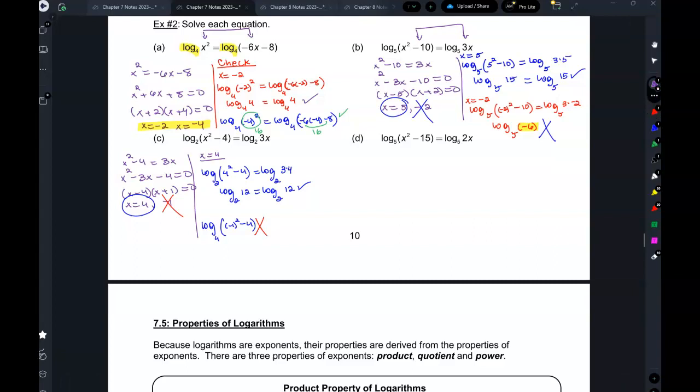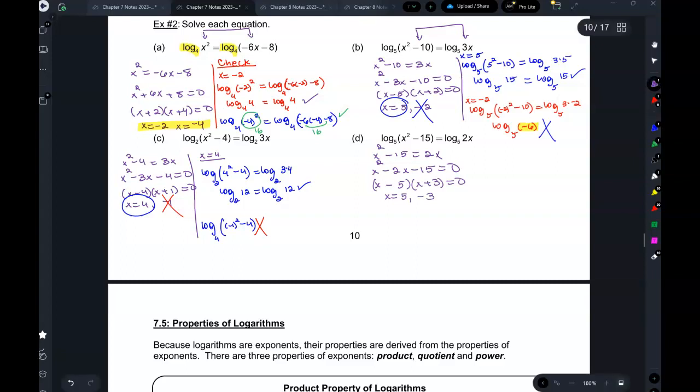Okay, here, set these equal to each other. x squared minus 15 equal to 2x. x squared minus 2x minus 15. x minus 5, x plus 3 equal to 0. x equals 5 and negative 3.